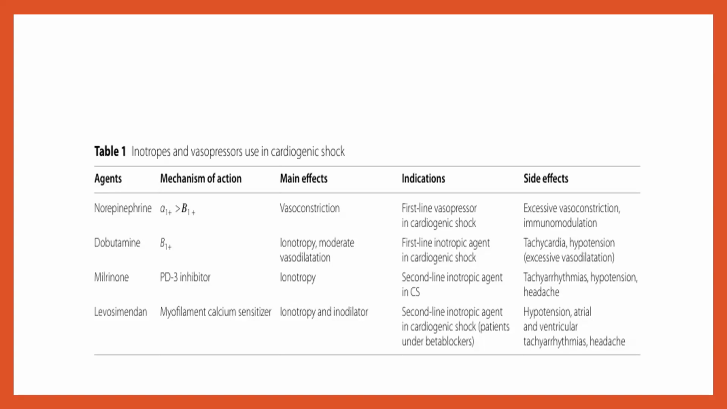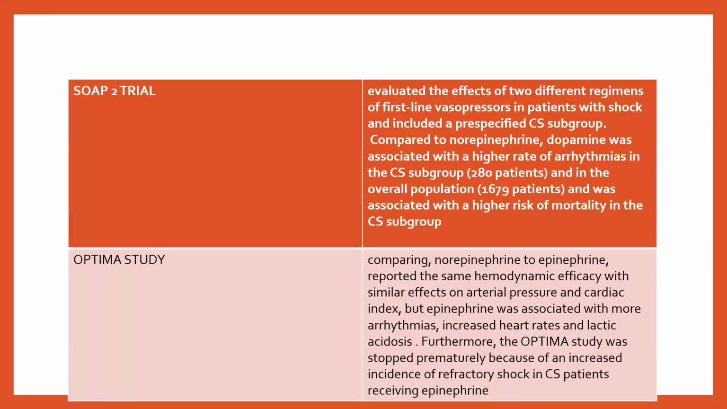Then the last is levosimendan. It is a myofilament calcium sensitizer. The main effect is inotropy and inodilation. It is a second line inotropic agent in cardiogenic shock, and the side effects are hypotension, atrial and ventricular tachyarrhythmia, and headache. Now, regarding the use of the vasopressors, we'll have a look at trials.